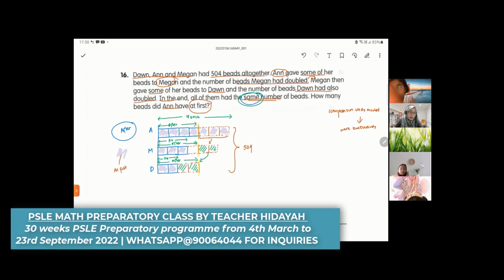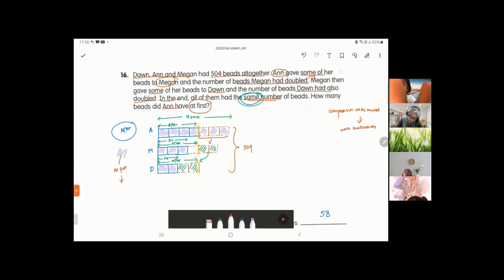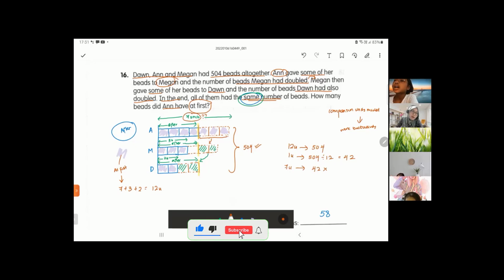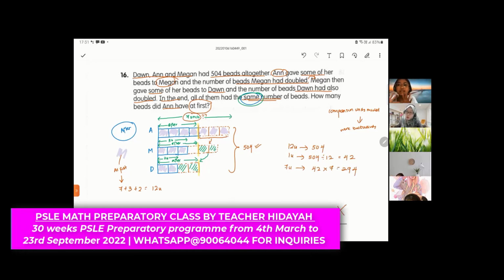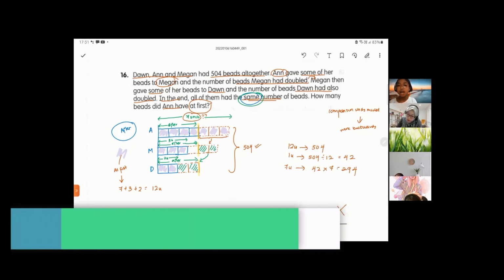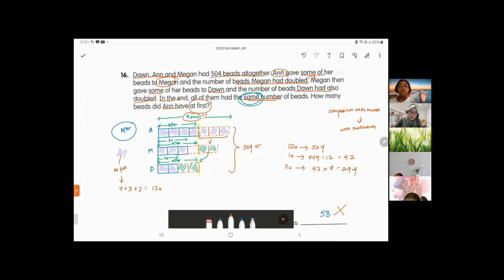Now the total number of beads in units at first will be 7 plus 3 plus 2 equals 12. So this 12 units is the one at first, which is actually 504. 12 units is 504. Then 1 unit will be 504 divided by 12, which equals 42. The number of beads Anne had at first is 7 units. 7 units will be 42 times 7, which equals 294. So it's not 58, but it's 294. What concept is this? As I mentioned, it is the comparison units model, using working backwards to find the number of beads Anne had at first.